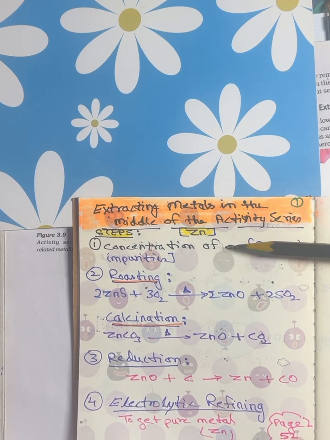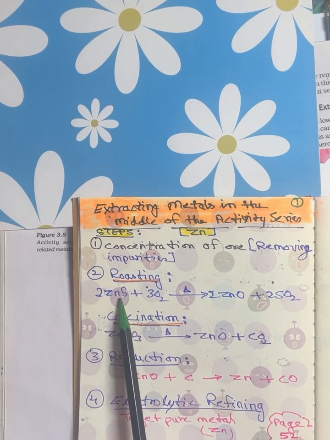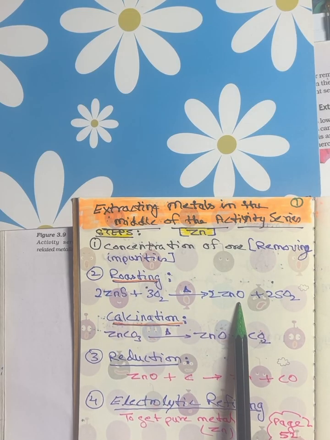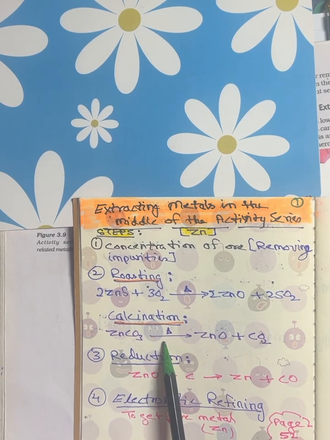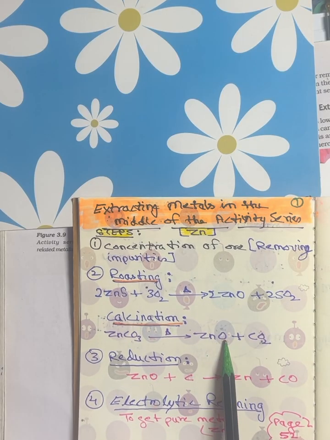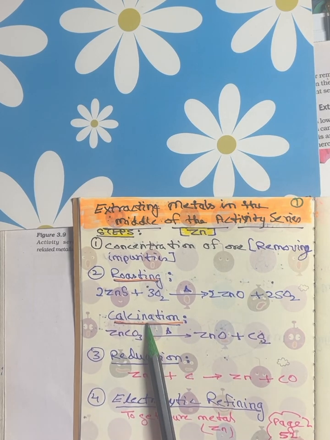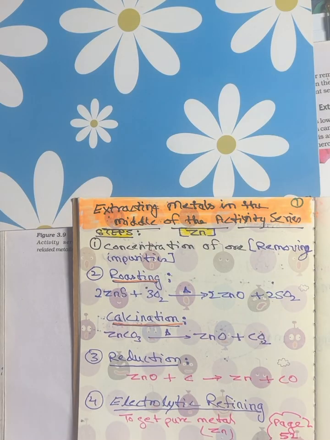You can take zinc. So first, concentration of ore is done. Concentration of ore means removing impurities from it, which are known as gangue. For sulfide ore, we do roasting and convert the zinc sulfide into zinc oxide. For carbonate ore, we do calcination. Here is zinc carbonate. When we heat it, it gets converted into zinc oxide, and heating is done in a limited supply of air. For roasting, heating is done in the presence of excess air.